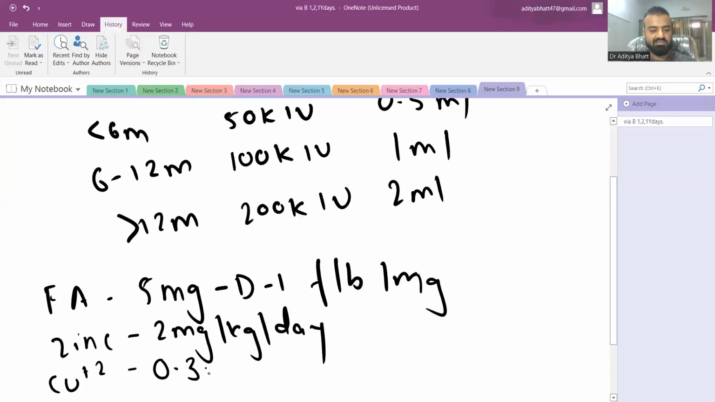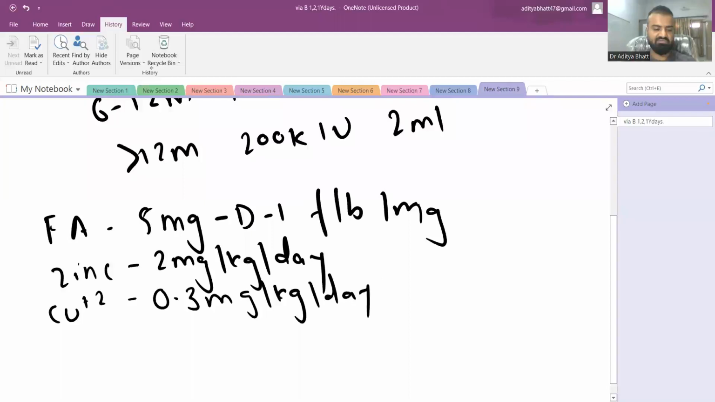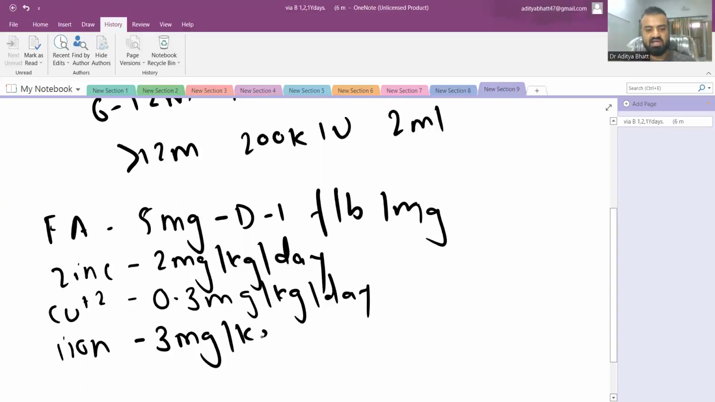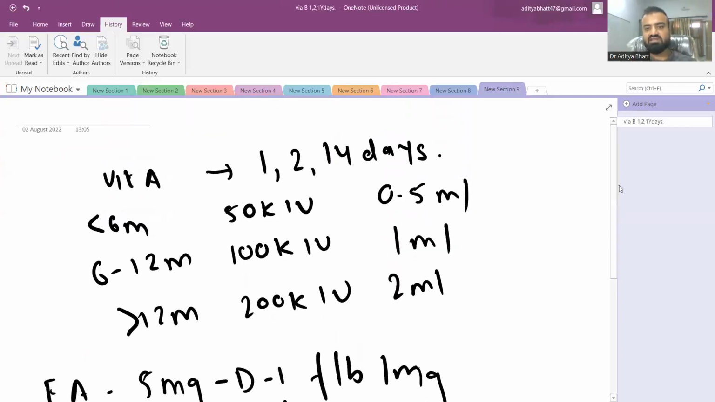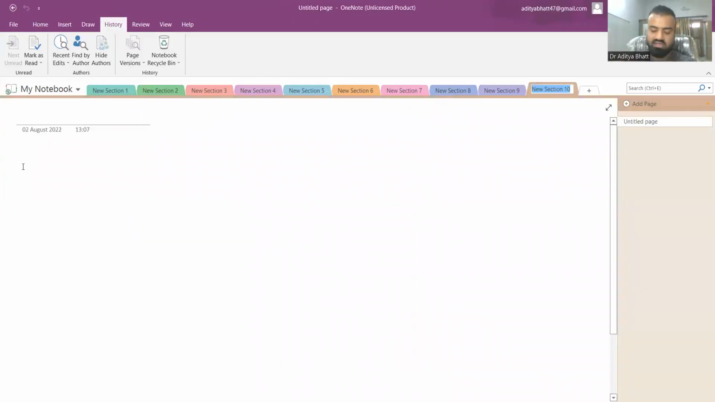But if copper is not available, then you can make food in copper vessels. It would be very helpful, again for Wilson's disease, do not prefer this. And iron, you have to start after at least 1 week. It is 3 mg per kg, because again, iron worsens the infection. So you have to be very, very careful and not start it very rapidly.